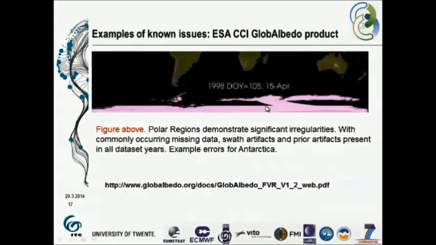You can see in this figure that certainly this is not really the true thing at all. It is an artifact. And they say that the polar regions demonstrate significant irregularities, with commonly occurring missing data, SWOT artifacts and prior artifacts present in all dataset years. So, as I said already, polar areas, low sun elevation, snow detection, they are the difficult things.